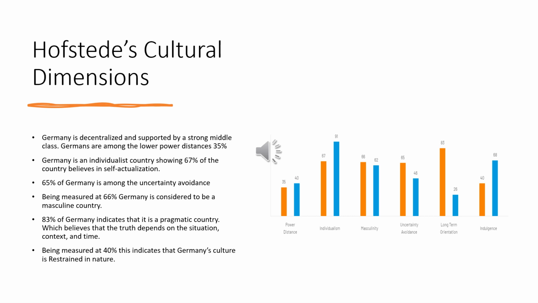The second dimension is individualism. Individualism deals with whether people's self-image is defined in terms of I or if they're defined as we. In individualist societies, people are supposed to look after themselves and their direct families. In collective societies, people belong to an in-group that takes care of them in exchange for loyalty. Germany is an individualist country, showing 67%, reflecting the country's belief in self-actualization.